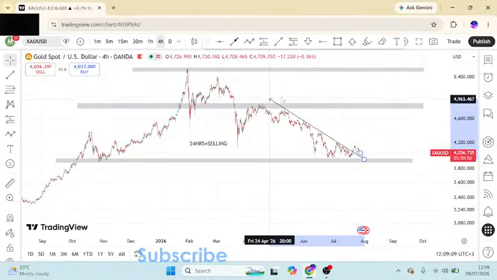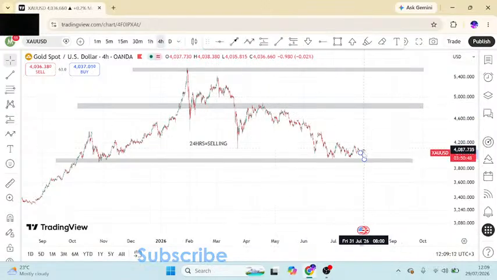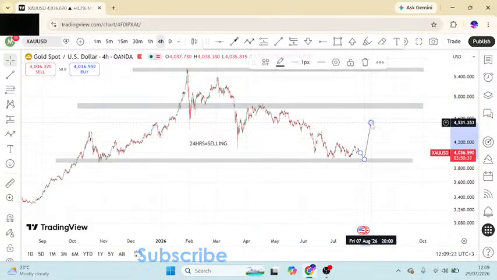So for us to look for buys, we shall wait for it to retest back to this demand, and we look for buys. Then when it breaks above this, we look for more buys targeting the supply zone. So that is simply what we are seeing.